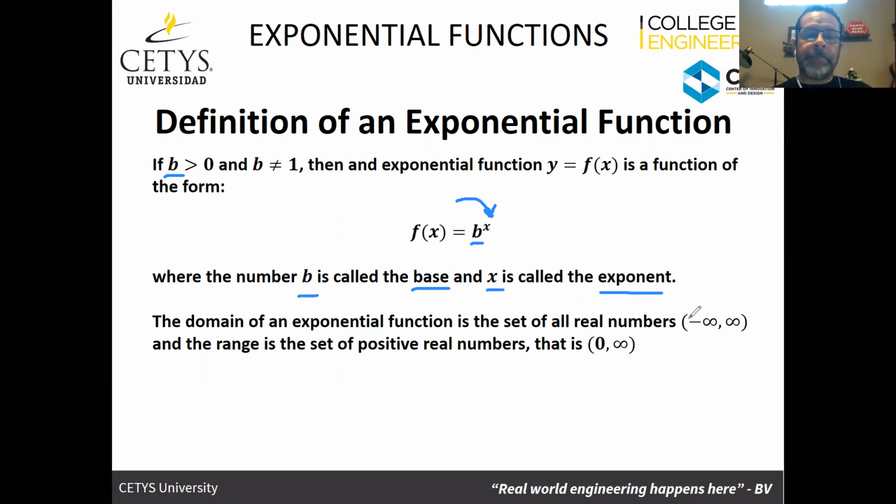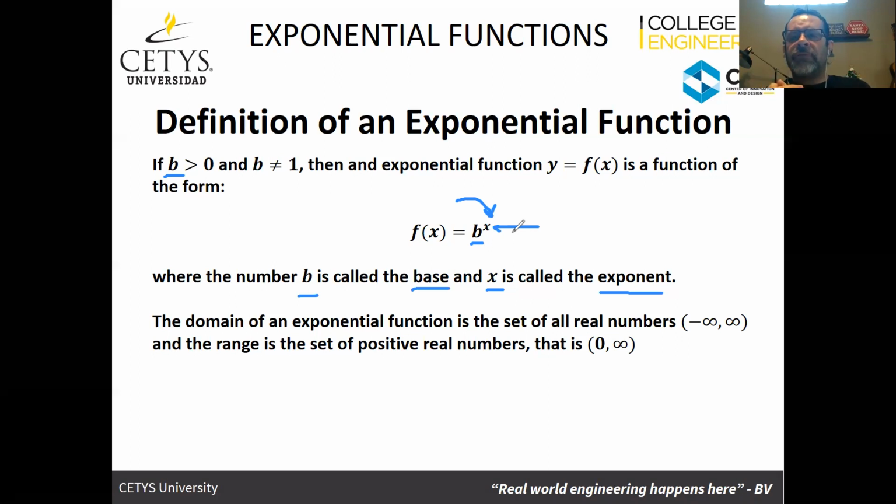Okay. For an exponential function, the domain is going to be all of the real numbers. So what does this mean? We can actually provide any value we want here for x, and there are no restrictions. So for the exponential function, the domain is always going to be from minus infinity to infinity. We can put any value there for x, and it's going to be valid.